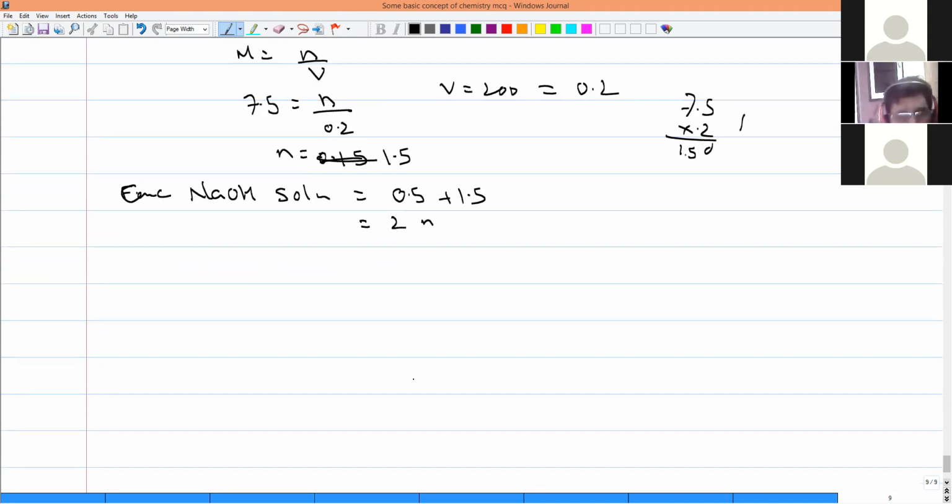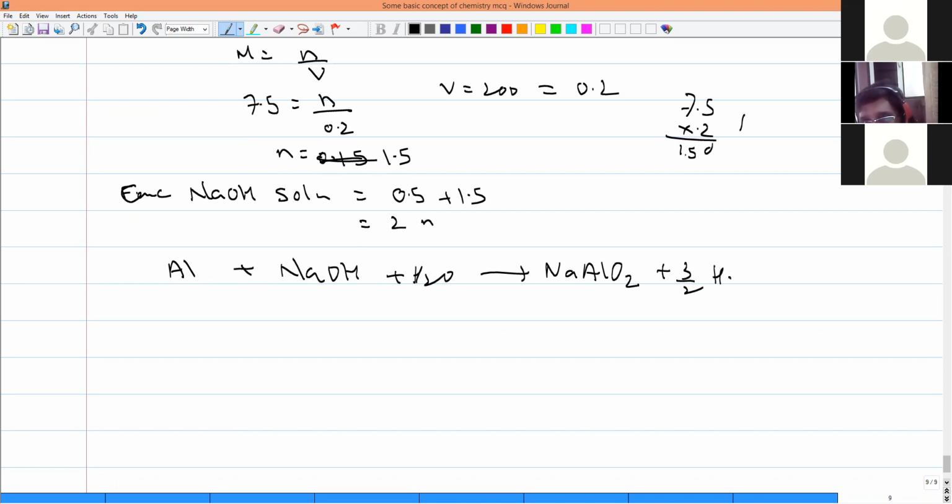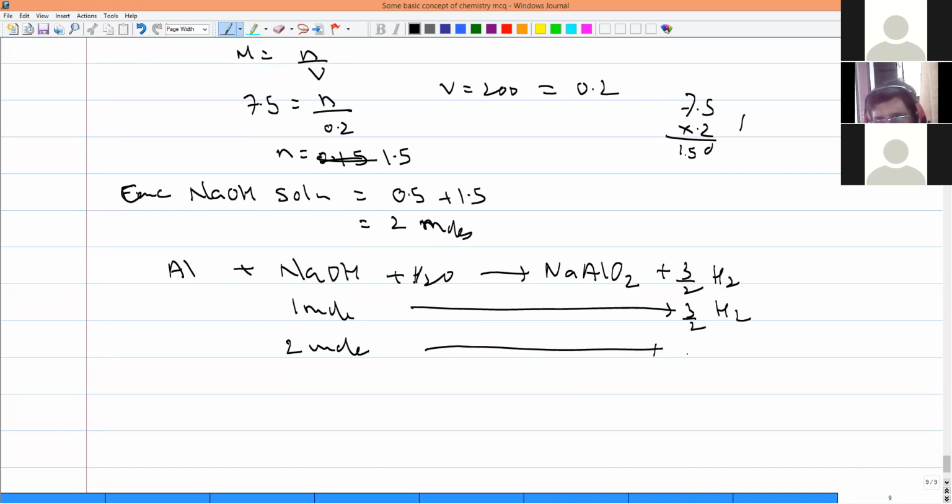Okay, now look at the equation which is given in your textbook. Aluminium combined with NaOH gives you NaAlO2 plus 3/2 hydrogen. One mole gives you 3/2 hydrogen, therefore 2 moles as per this will give you how many? The double of 3/2 is 3 moles of hydrogen. The answer is 3.